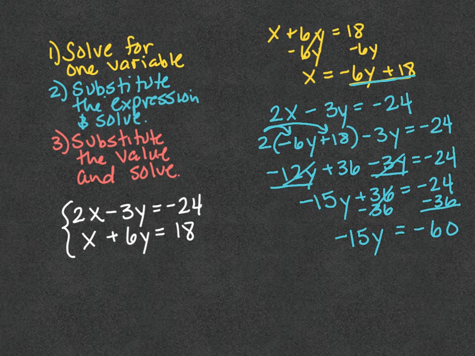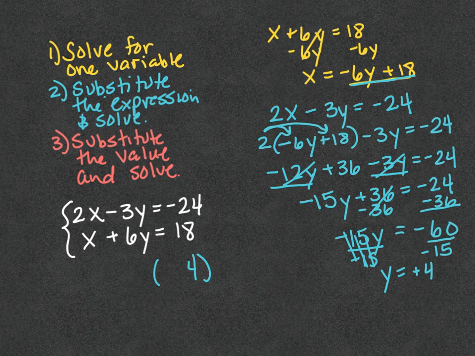I owe 60. Y is being multiplied by -15. Divide by -15 as the inverse operation, both sides of the equation. Don't forget that negative sign. That's where I make my most errors, is sometimes I drop that negative sign accidentally, and then I'm off by a negative. Negative divided by negative is a positive. 60 divided by 15 is 4. All that work to find out that y equals 4.